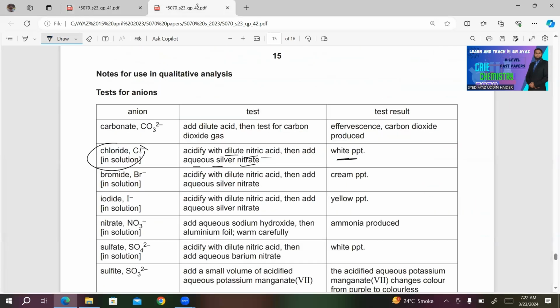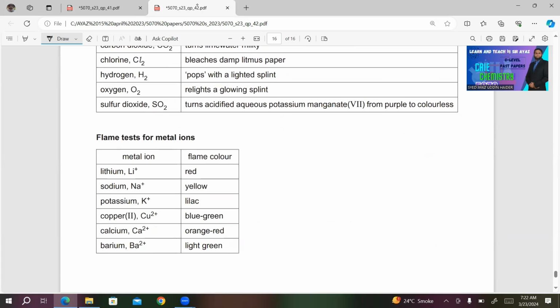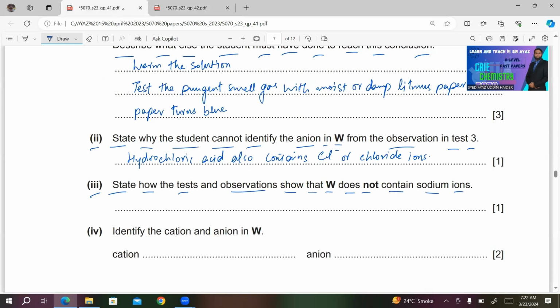Number 3, state how the test and observations show that W does not contain sodium ions. So for sodium ions, what is the test? Here's a test for sodium ion. Here's sodium. It will give yellow color. Flame test, sodium ions would give a yellow flame.